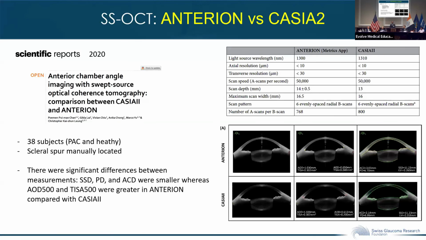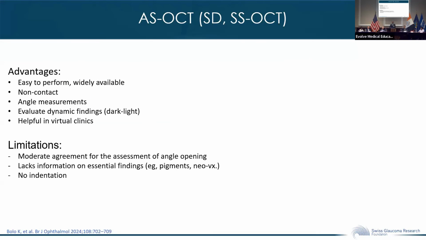However, the ANTERION provided different measurements than CASIA for some parameters and vice versa. So you cannot interchange them because of those differences. They have advantages, which is that they're easy to perform by technicians. They're more widely available than the RedCams. They're non-contact. Patients appreciate that. They can provide you relatively reliable angle measurements, although you need to locate the scleral spur manually most of the time so far. They can evaluate dynamic changes, light to dark, and they can be helpful in virtual clinics.